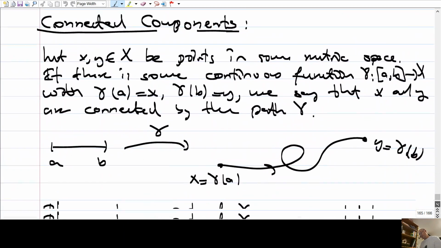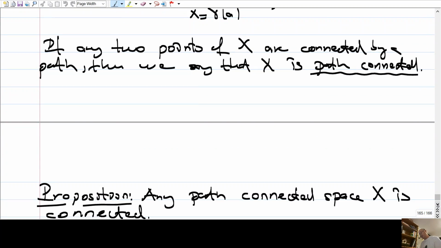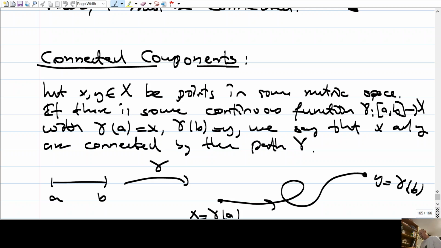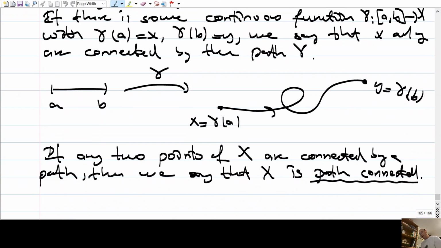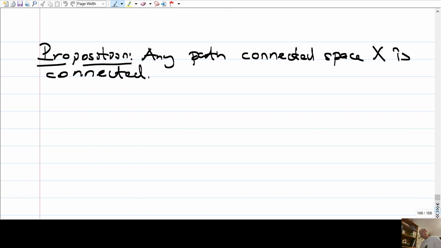And finally, we defined path connected spaces. Path connected means that between any 2 points of the subset, you have a path joining these 2 points. Okay, continuous path. All right.